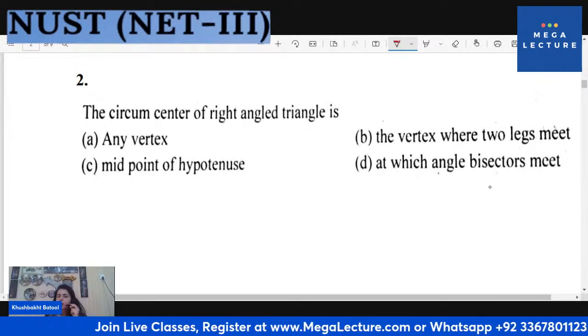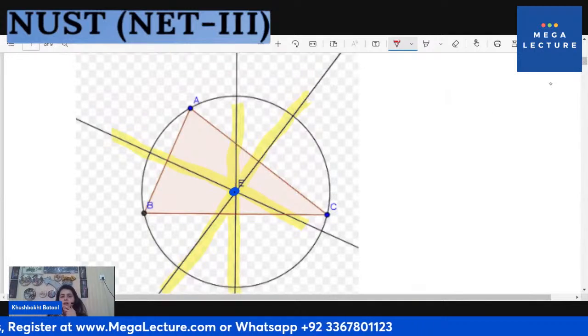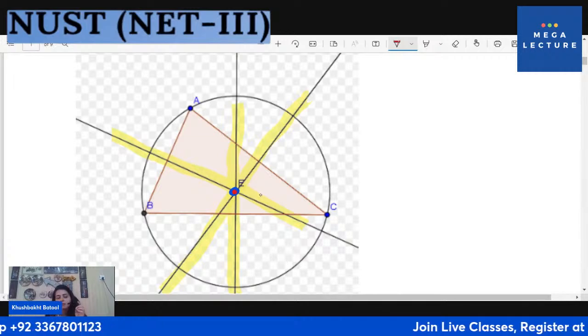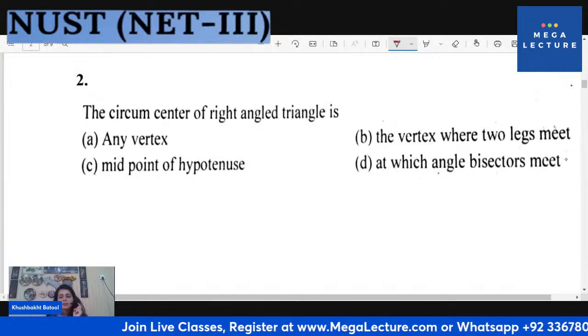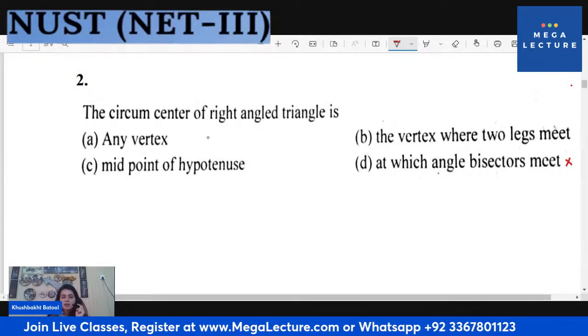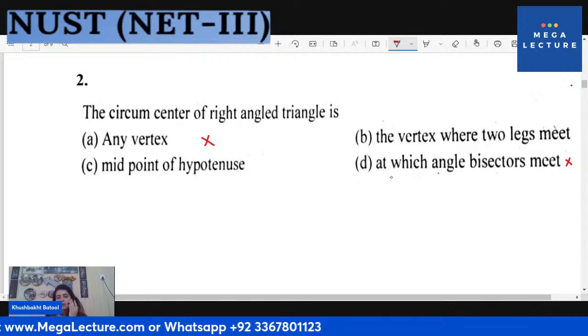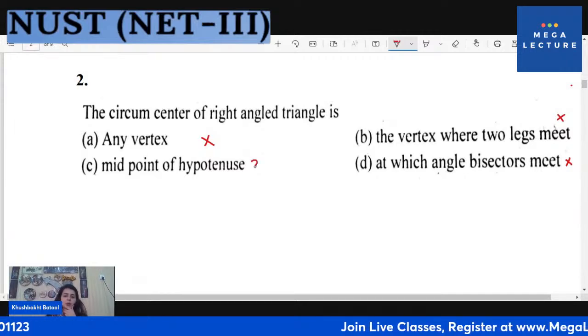Okay. Now, what was the circumcenter? We have just discussed. The circumcenter is the point where the perpendicular bisectors of the three sides of the triangle meet. So, this is basically the side bisector. It is not the angle bisector. It is not any vertex. Okay. Now, the vertex where two legs meet, no, three sides need to meet, the midpoint of hypotenuse.